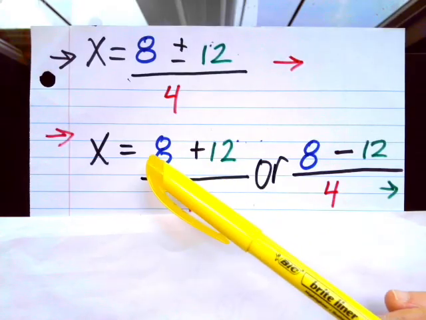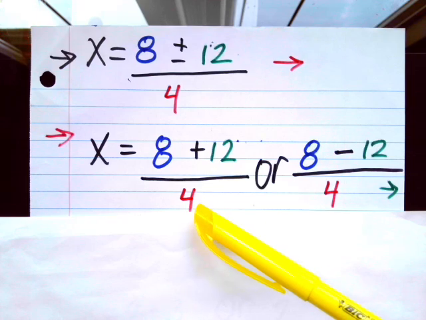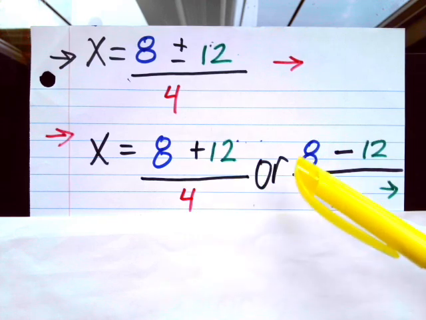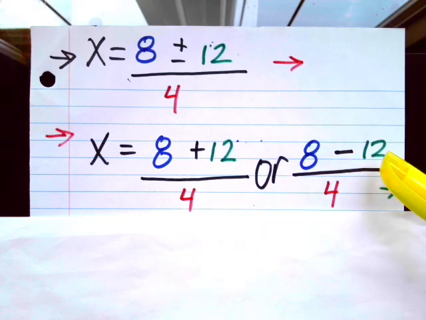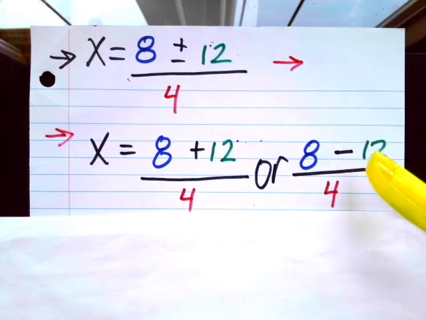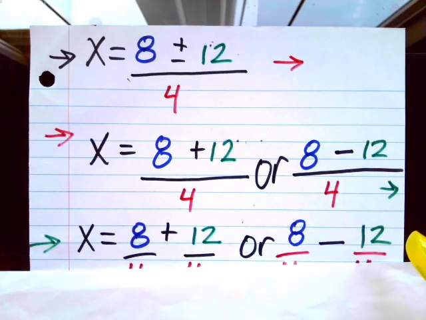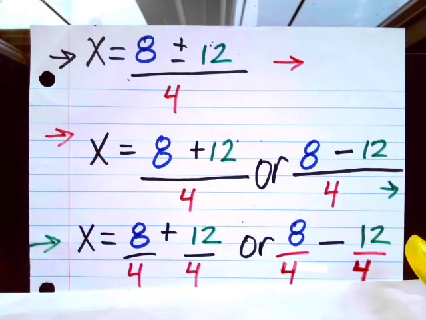And so you can add 8 plus 12 to give you 20. 20 divided by 4 is 5. 8 minus 12 is negative 4. Negative 4 divided by 4 is negative 1. I'm going to show you that in a moment. But here, take a look.